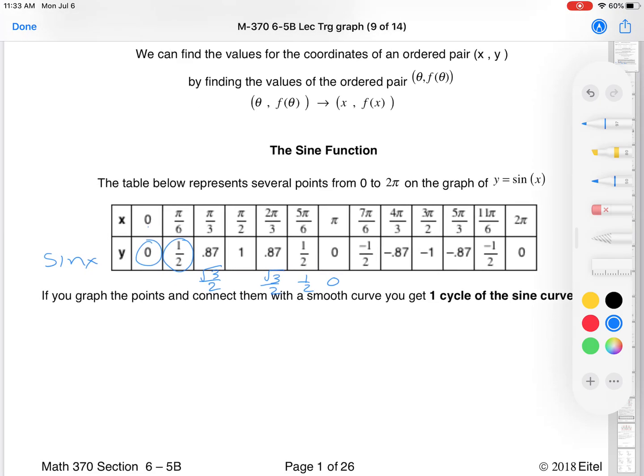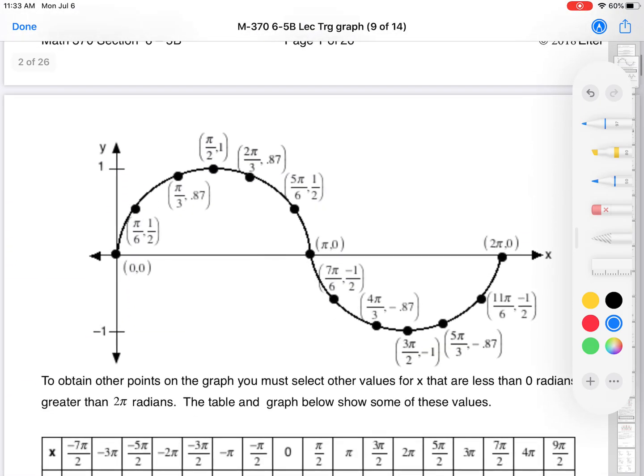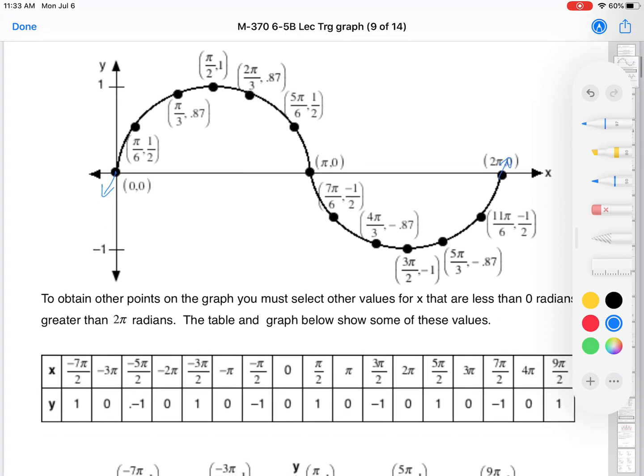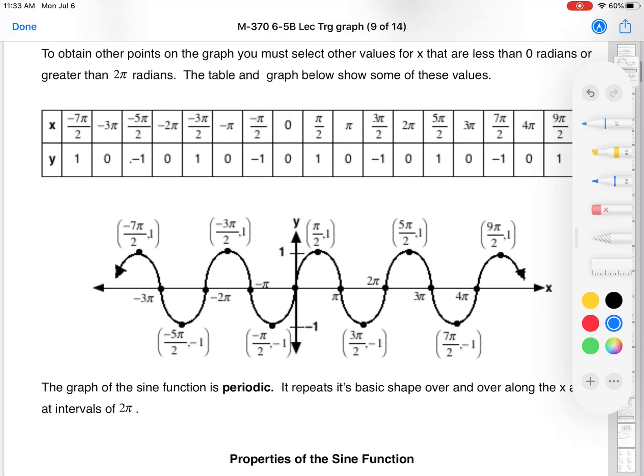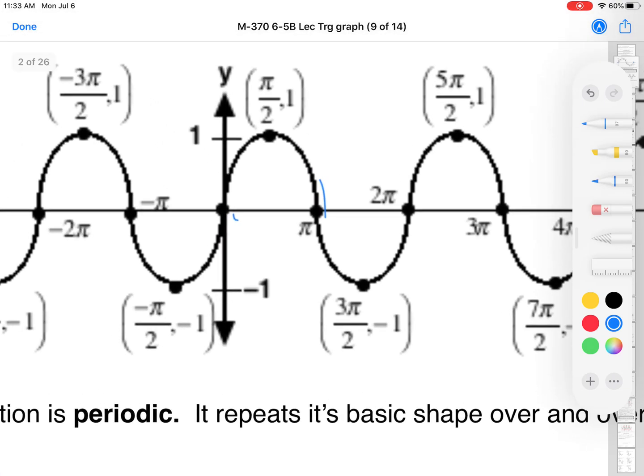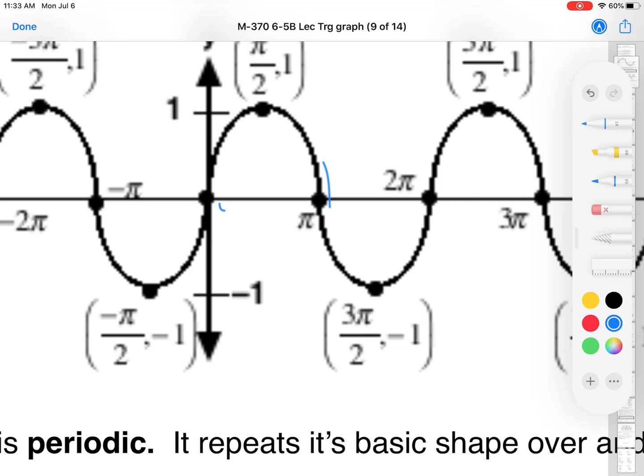So if you graph that, you get a nice smooth curve. And this is what it looks like, right? This is the pi over 6. This is exactly what you saw on this 6.5a graph. Now notice it goes on forever, but this is the graph of one period of it. To obtain other points on the graph, you just select other values, but you know it's repetitious. And so all you're getting is something just like this. This was, if I go and make it really huge, this right here, I'll just highlight it. This is what we were graphing in 6.5a and in that first part.